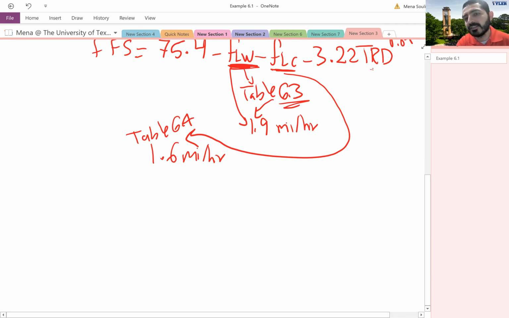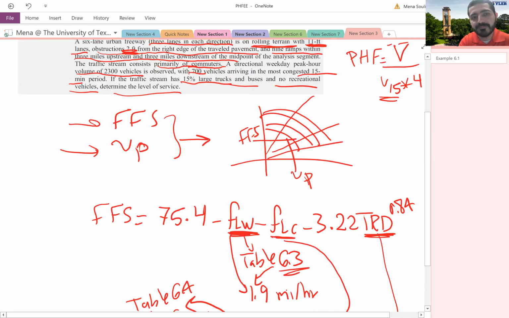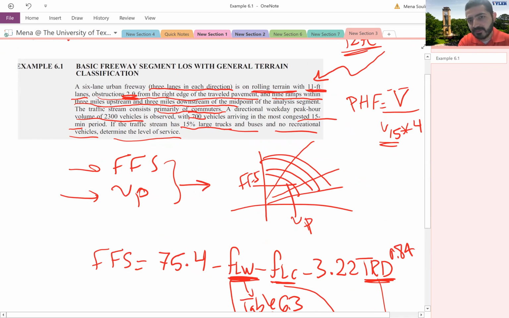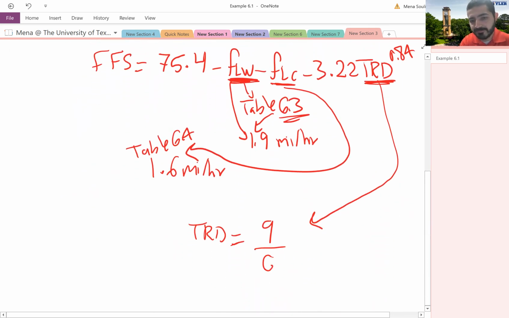Next is the TRD. This is the number of, again, on and off ramps, and there was an equation for it. So TRD, if you recall, is the number of exits over 6 miles. So we have 9. Where did we get the 9? It's actually right here. So we have 9 ramps within 3 miles upstream and 3 miles downstream. So 9 over 6, that's going to be equal to 1.5 ramps per mile.